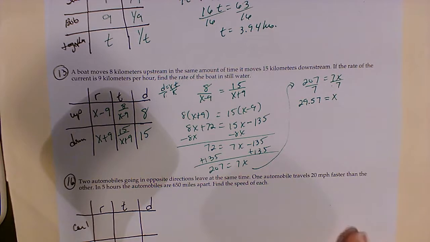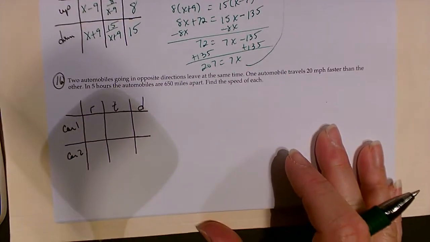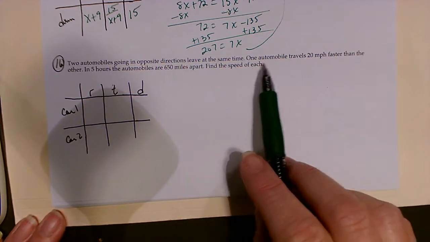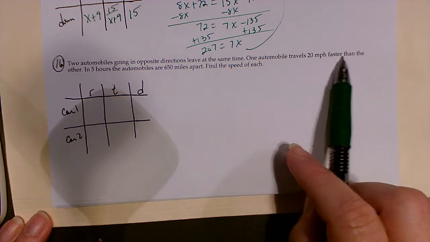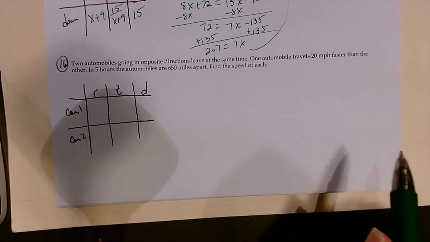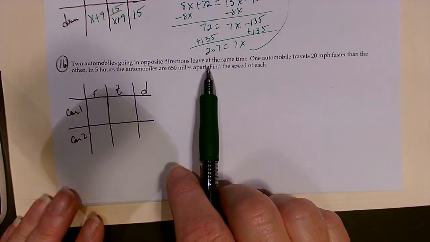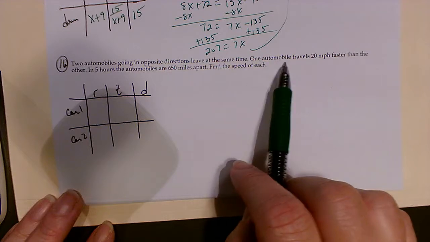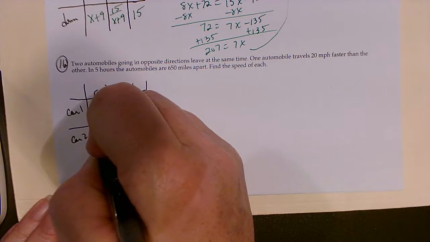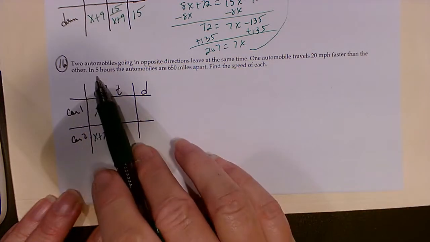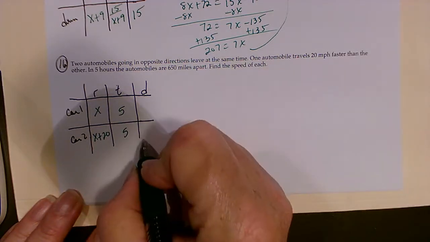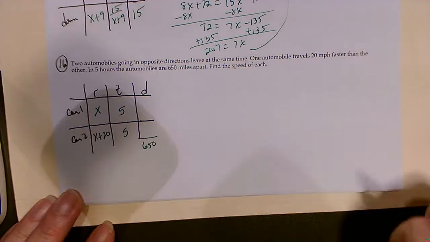All right, on our next problem, we are looking at two automobiles going in opposite directions, leaving at the same time. One automobile travels 20 miles per hour faster than the other, and in 5 hours, the automobiles are 650 miles apart. Find the speed of each. So they're going opposite directions, same amount of time. One travels 20 miles per hour faster than the other, so one's going to be x and one will be x plus 20. In 5 hours, that's our time, the automobiles are 650 miles apart. That'll be the total distance, 650.